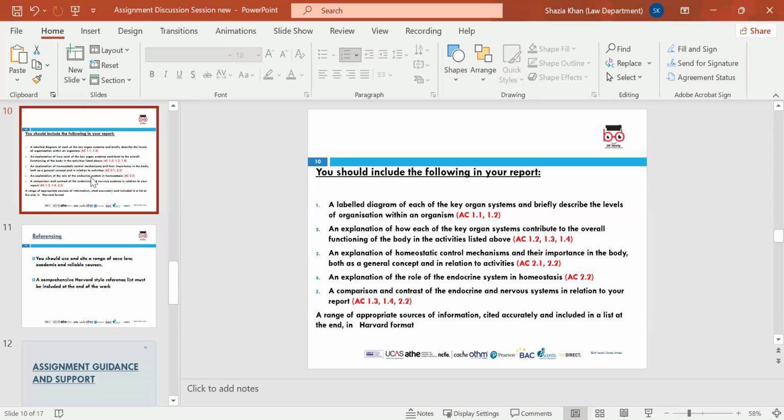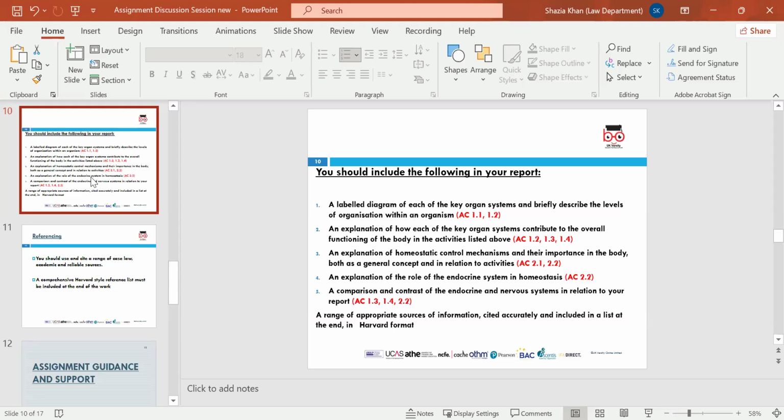I'm seeing something where you have the comparison and contrast. Should I give the similarities and the differences? Yes, comparison and contrast, the similarities and differences of both. Talk about the endocrine system first, and then the nervous system, and then do a comparison like that. Should it be in table form? No, it needs to be in a report form, so it needs to be written down, not in table form.